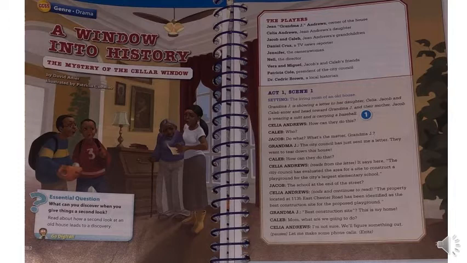Okay, our first setting is in the living room of an old house in Act 1, Scene 1. Above Act 1, Scene 1, we have the players, so this is our cast. All right, cast is these are the people who are in the play. So let's start reading.